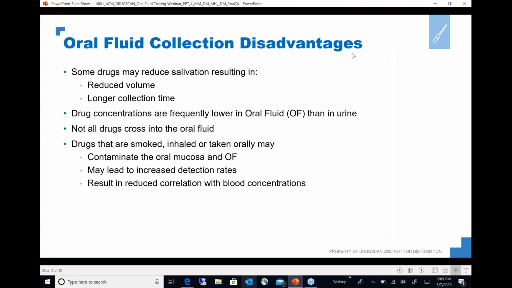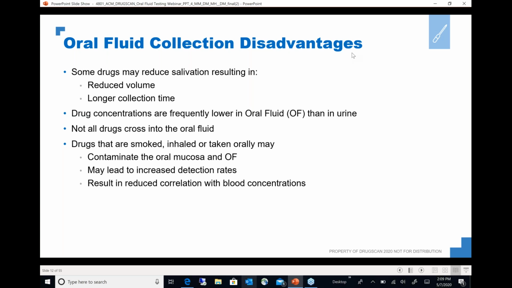Oral fluid collection disadvantages, and unfortunately there are some disadvantages. Some individuals, particularly those on high-dose opioids, may have reduced salivation. This reduced salivation will result in reduced volume of oral fluid collected, or it may take a longer collection time. Will the reduced volume affect the measurement of the drug? Yes, because of the limited volume.